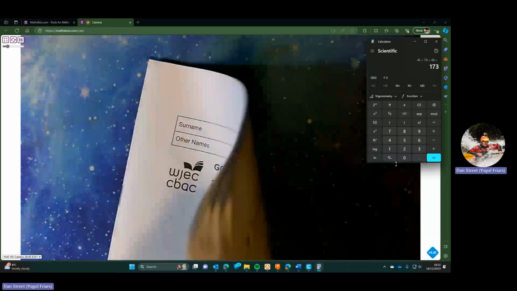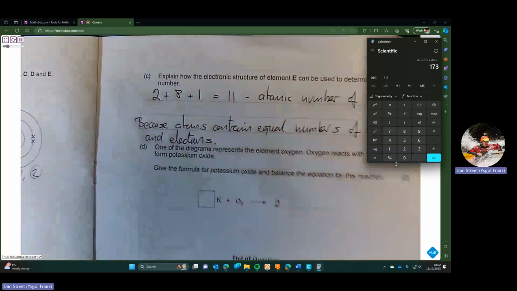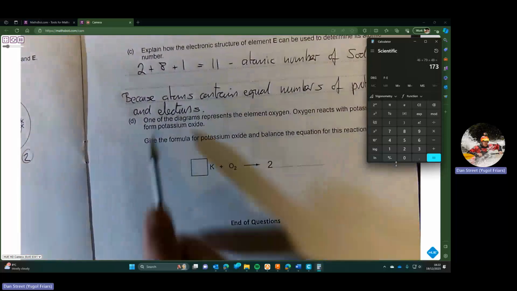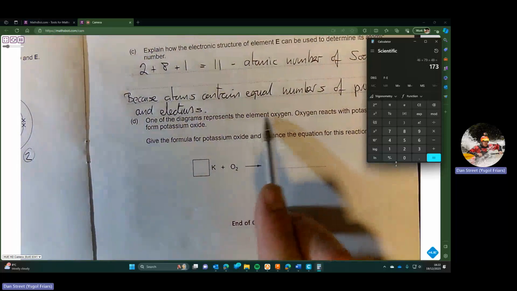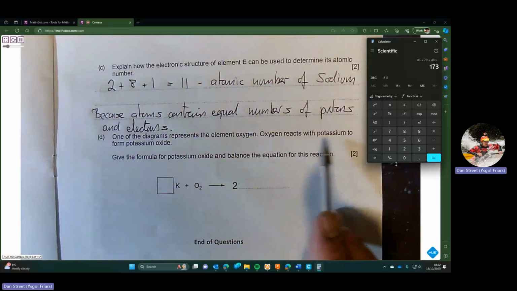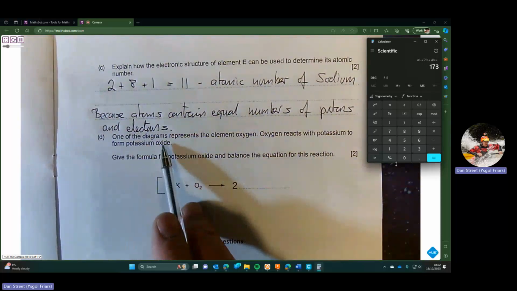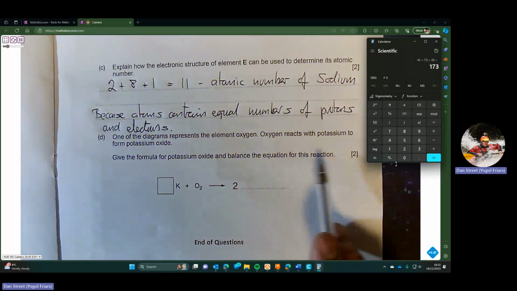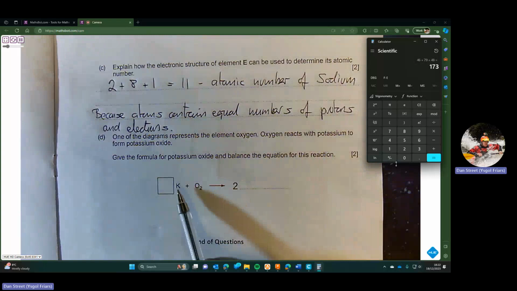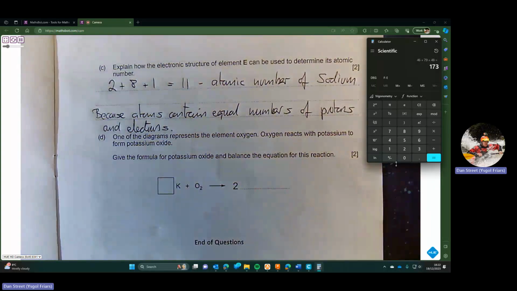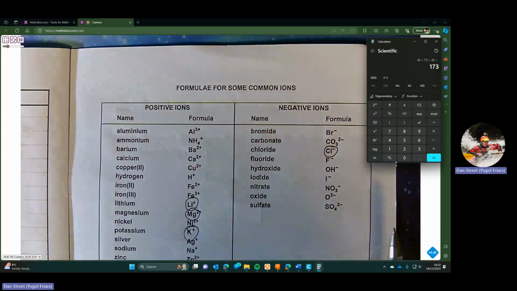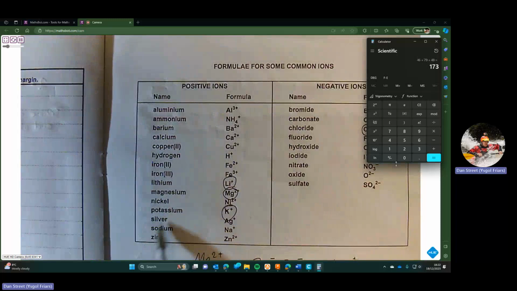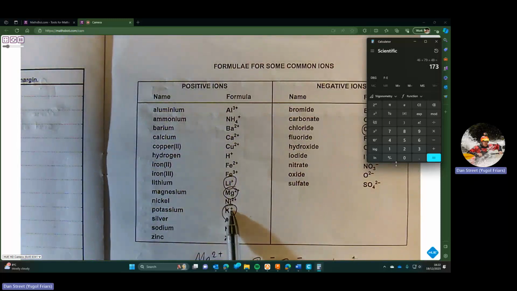And then the final question is, one of the diagrams represents the element oxygen. Oxygen reacts with potassium to form potassium oxide. Give the formula for potassium oxide and balance the equation for this reaction. Okay, so potassium oxide is going to contain some potassium and some oxygen. To get the formula, once again, we can refer to our table of ions. Okay, and we discover that potassium has a charge of 1 plus.